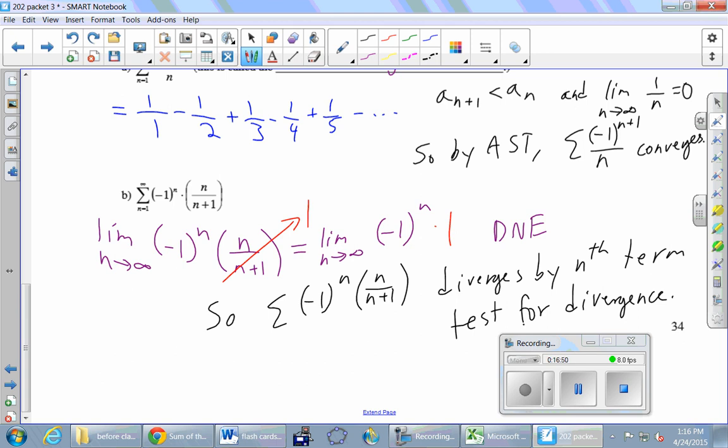Okay, so this example is here to highlight, hey, just because you see that -1 to the n doesn't mean you should begin with the alternating series test. First thing I do with any series is this test. Do the terms go to 0? If not, it's an easy win. Okay, so that is the alternating series test.